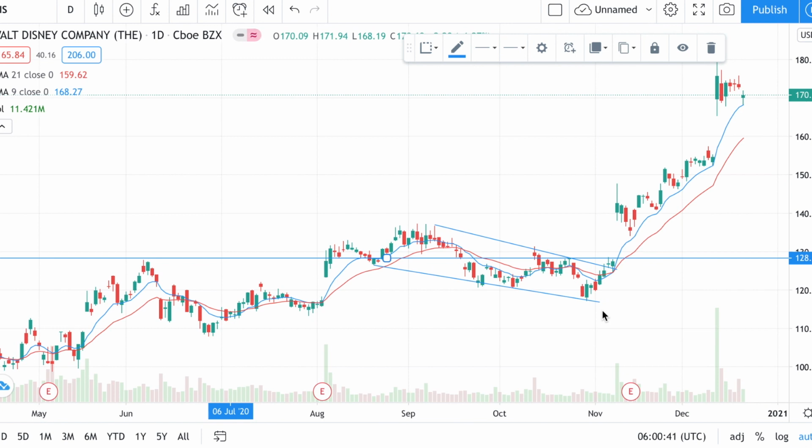We will be going over the 9 and 21 EMA momentum strategy and how you can successfully implement this into your trading style. Let's get into it.